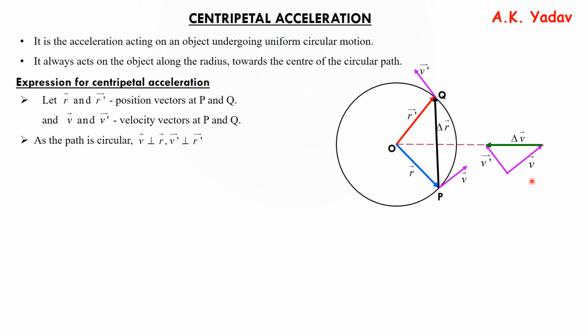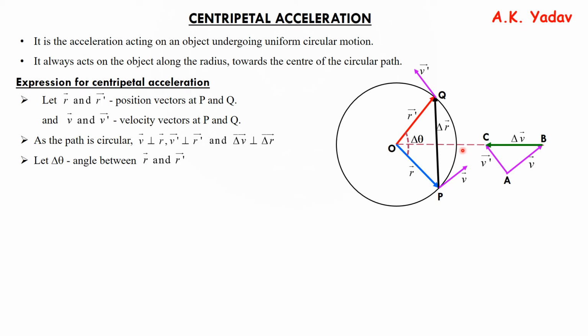Now how I got this? If I say V plus delta V will be equal to V dash, that is according to the triangle law, or can I say delta V is equal to V dash minus V? That way I got this as delta V. Now as V was perpendicular to R, V dash was perpendicular to R dash, that means delta V is perpendicular to delta R. Pretty obvious from the figure itself.